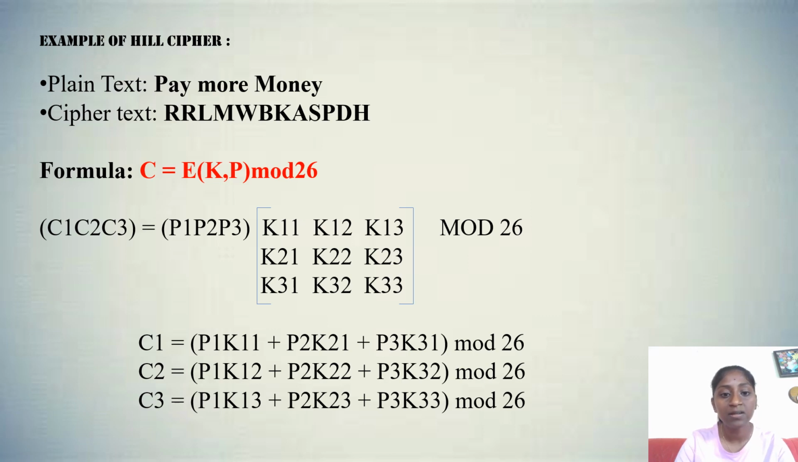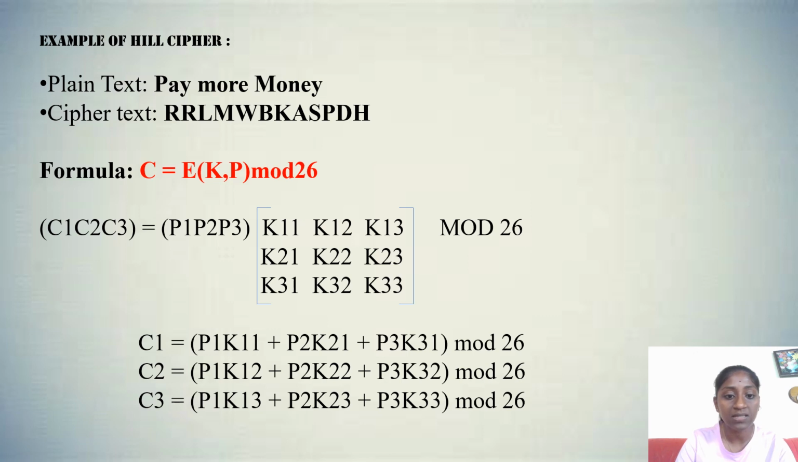Here we have written this in a matrix form, and it goes like this: C1 C2 C3 is equal to P1 P2 P3 multiplied by the key matrix, K11, K12, K13, then the next row K21, K22, K23, and the next row K31, K32, K33, mod 26. We are solving this for PAY, where P1 is nothing but P, P2 is nothing but A, and P3 is nothing but Y. Now we have to solve this.